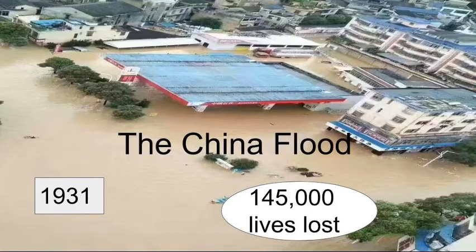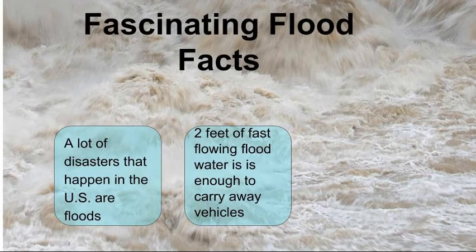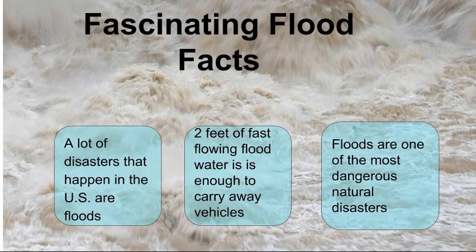The worst flood of all time was in China in 1931. In the catastrophe, 145,000 people died in it. It was so bad because 3 huge rivers overflowed at the same time. A lot of the disasters that happen in the U.S. are floods. 2 feet of fast-flowing flood water is enough to carry away vehicles. Floods are one of the most dangerous natural disasters.